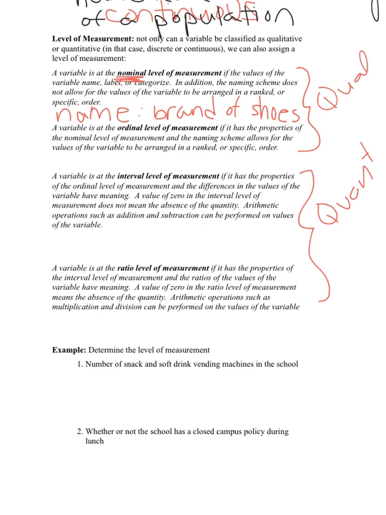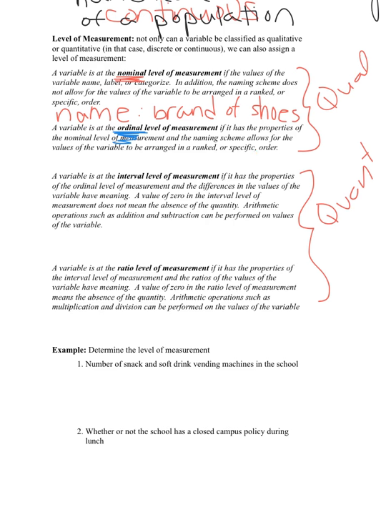This next level of measurement is a little bit stronger. It's our ordinal level of measurement. It has the same properties as the nominal level, but now we have this keyword, order, or ordinal, and so we can now order them. The naming scheme allows for the values of the variable to be arranged in a rank or specific order.